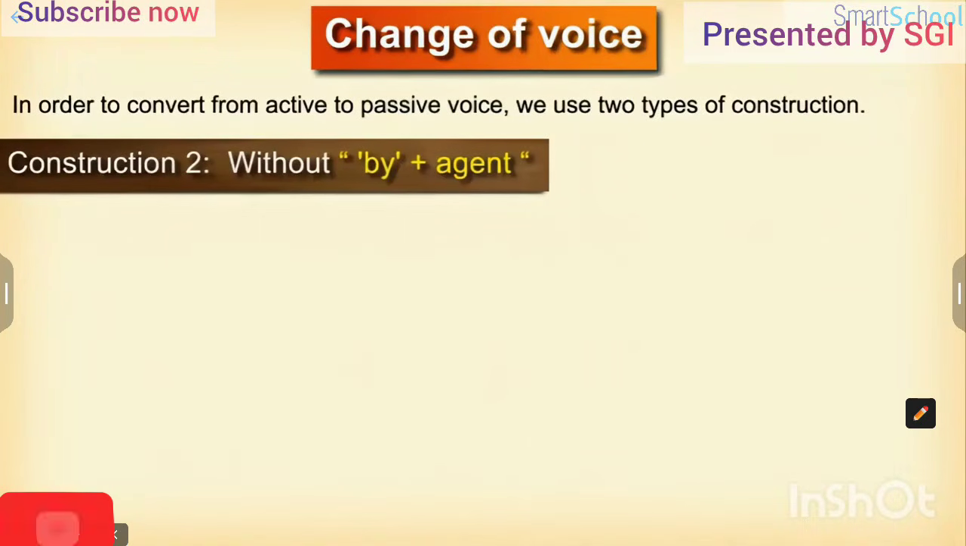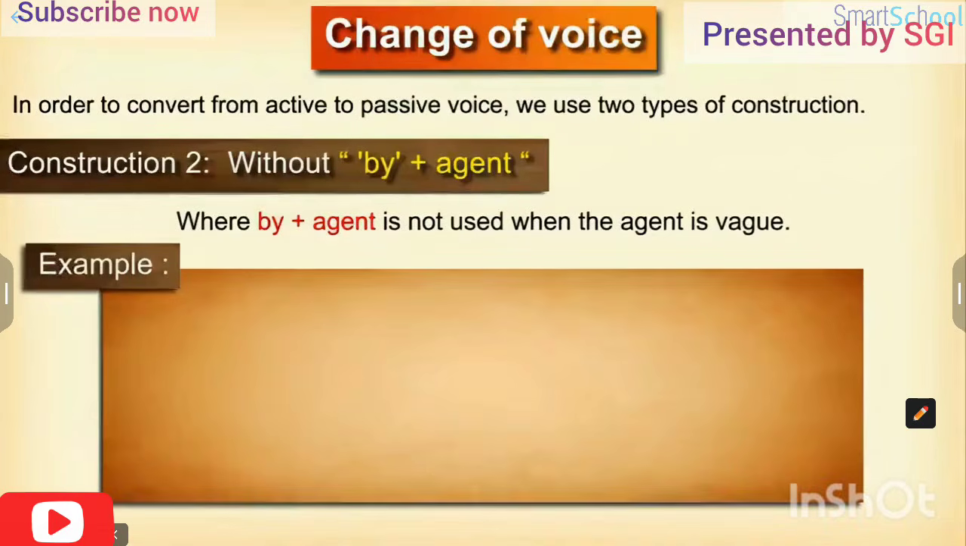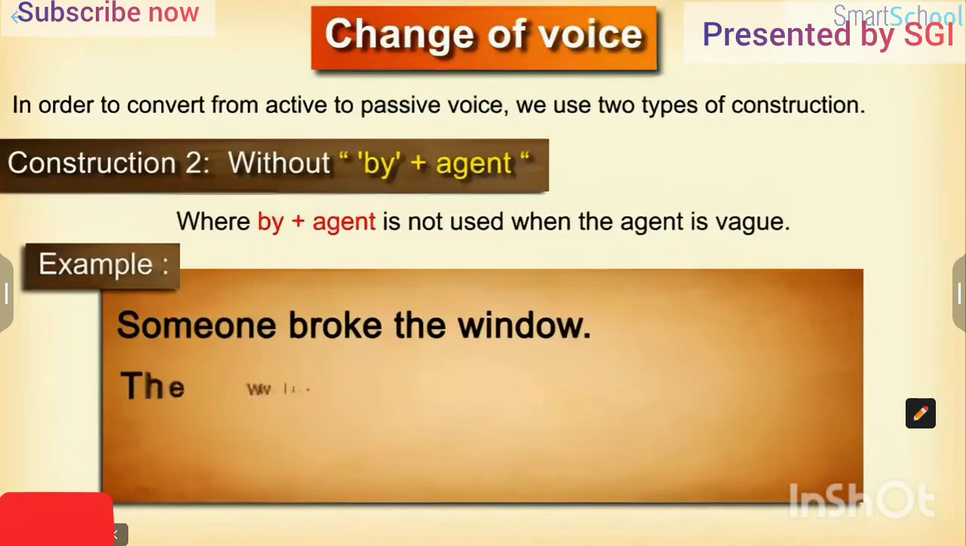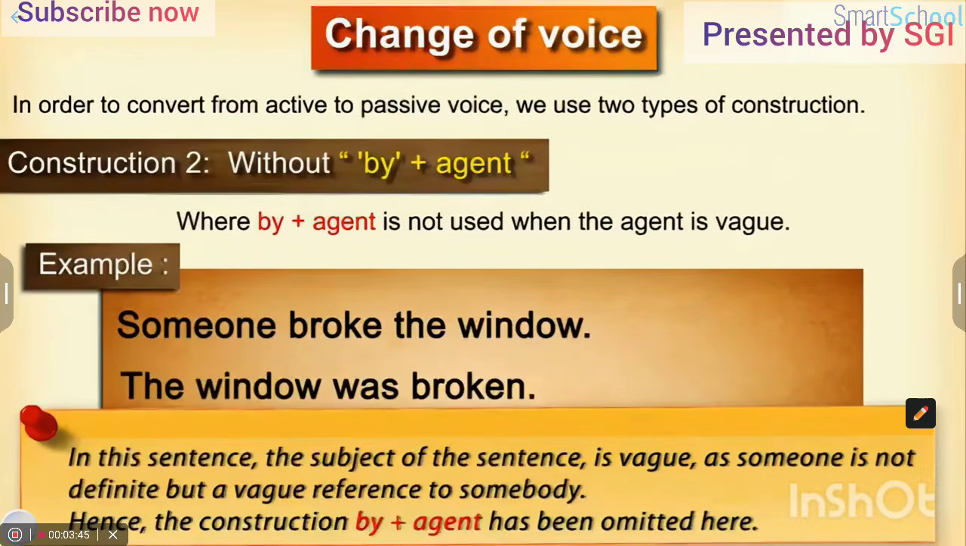Construction 2. Without by plus agent, where by plus agent is not used when the agent is vague. Let us see this sentence. 1. Someone broke the window. In passive voice, this sentence becomes, "The window was broken." Note, in this sentence, the subject of the sentence is vague, as someone is not definite but a vague reference to somebody. Hence, the construction by plus agent has been omitted here.